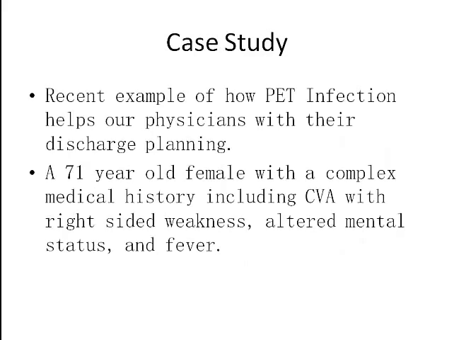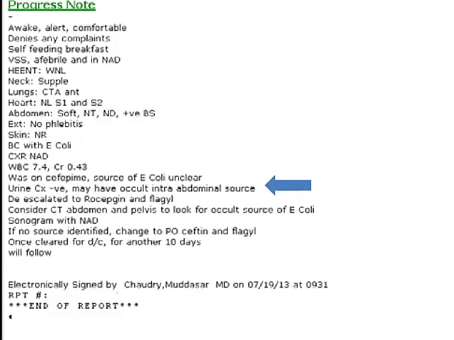So I'll show you another case study, a recent example of how PET infection imaging helps our physicians with their discharge planning. A 71-year-old female with a very complex medical history, including CVA, a stroke, right-sided weakness, altered mental status, and a fever. The one thing that had come up in her blood work is that we knew she had E. coli in her urine. That is one thing that we were able to find. But they went through many screenings with the anatomical imaging tests, and they couldn't come up with anything. That's all they knew. So they started treating.